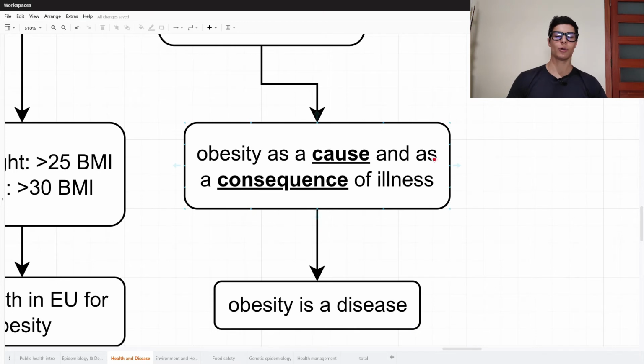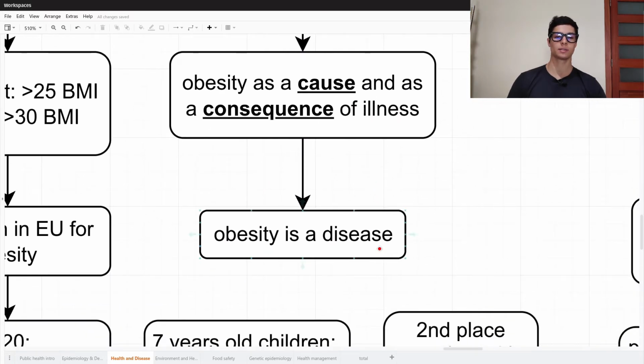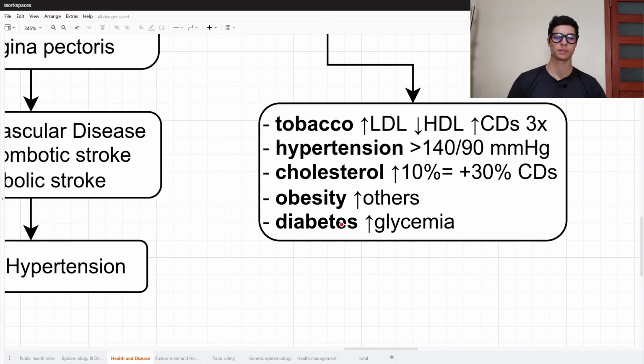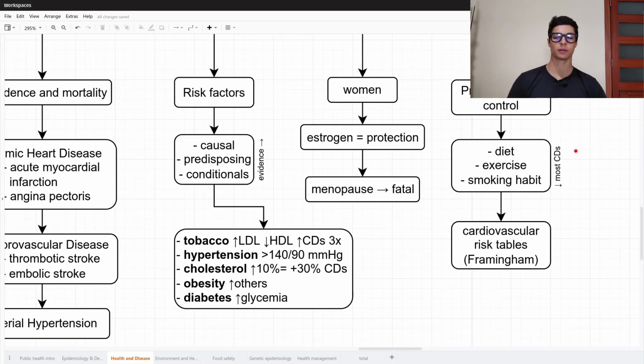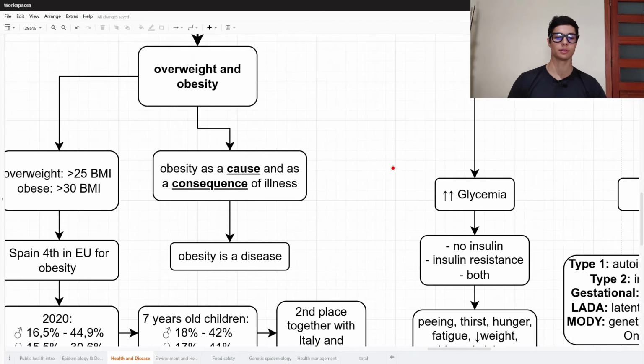Obesity as a cause and as a consequence of illness. Yes, because obesity is a disease. It has now been officially considered a disease, but it's not only a consequence, it is also a cause. As we saw previously here, obesity increases the risk factors of contracting other diseases.